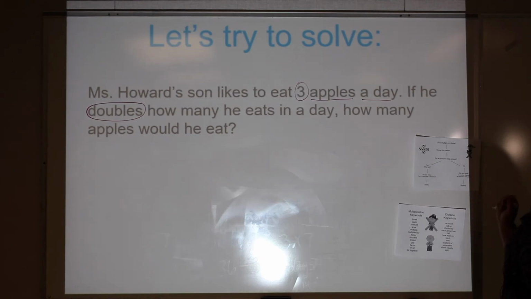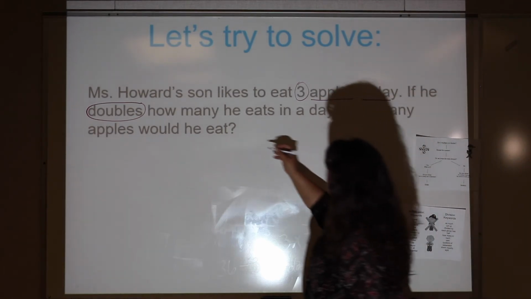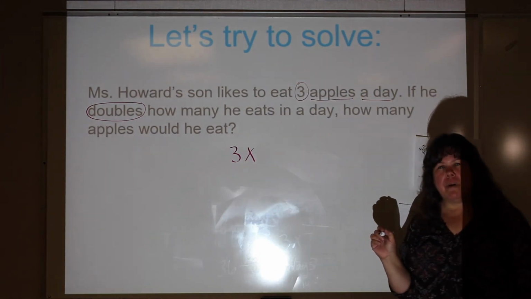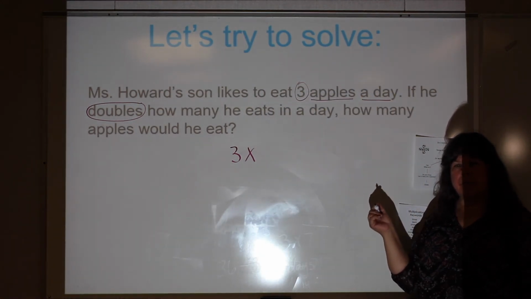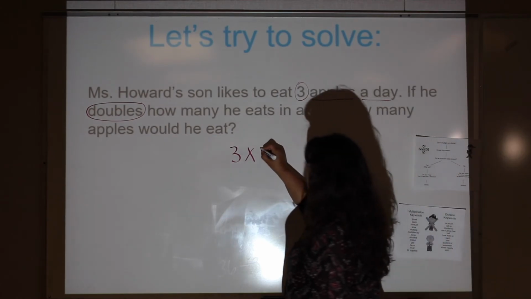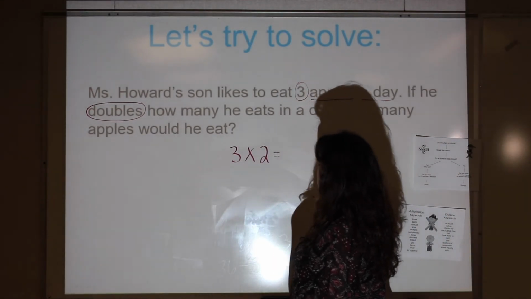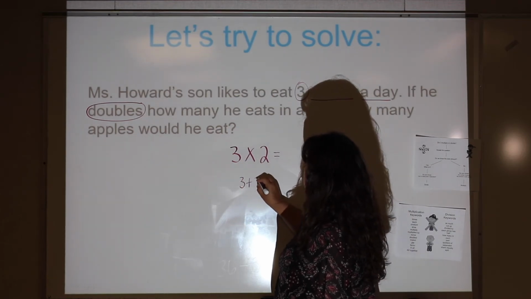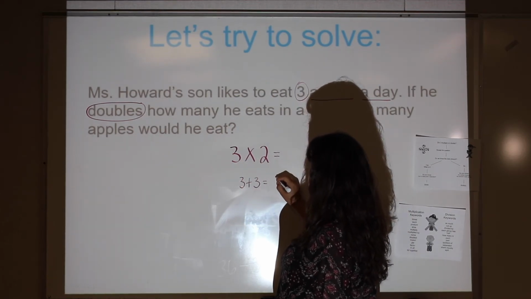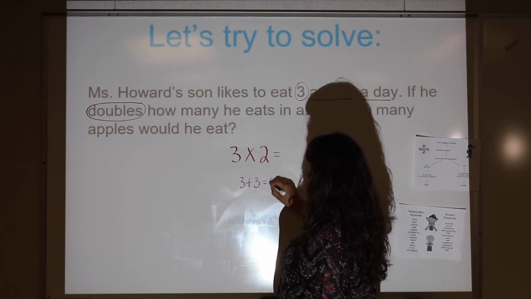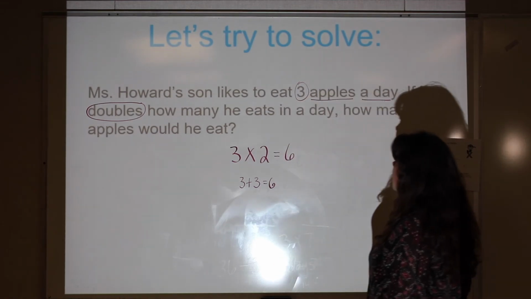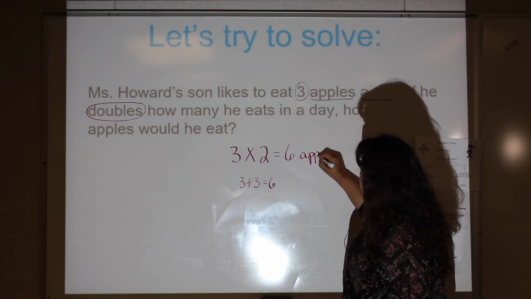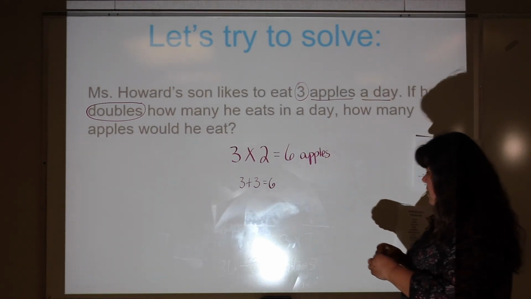So Miss Howard's son likes to eat 3 apples a day. 3 of them a day, every single day. And do you remember what the number is for doubles? When we see the word doubles, it means 2. We're going to double it. So if I counted by 3s again, or if I said, well, this means I have 3 plus 3, and that's going to equal 6. So how many apples would he eat? 6 apples. That's a lot of apples.